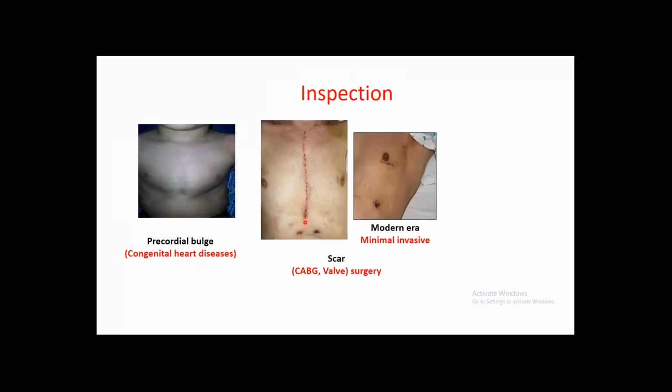Scars: the classic scar is a median sternotomy scar, seen in all types of valve replacement or CABG surgery. And nowadays, in the modern era, we have a procedure called minimally invasive surgery, usually with a scar below the right nipple for valve replacement, or for CABG called the mid-cap, seen below the left nipple. Dilated veins across the chest might also be seen in patients with superior vena cava obstruction, like bronchogenic carcinoma with SVC compression.